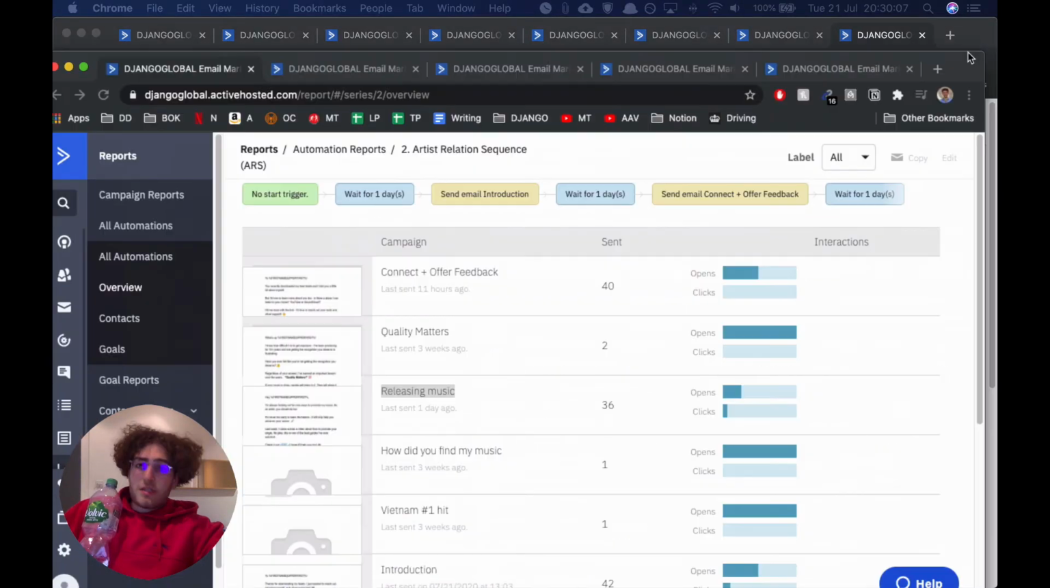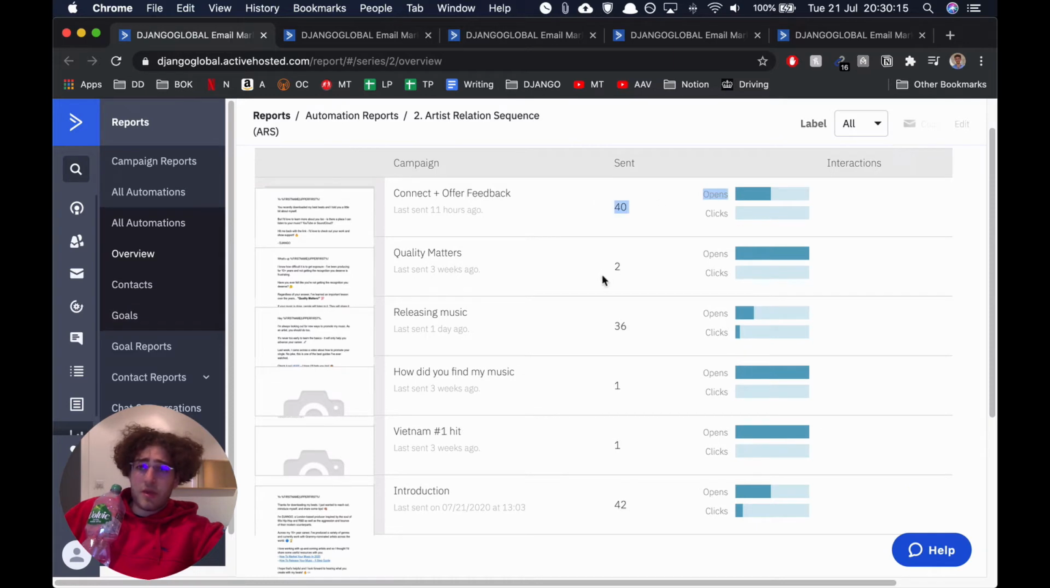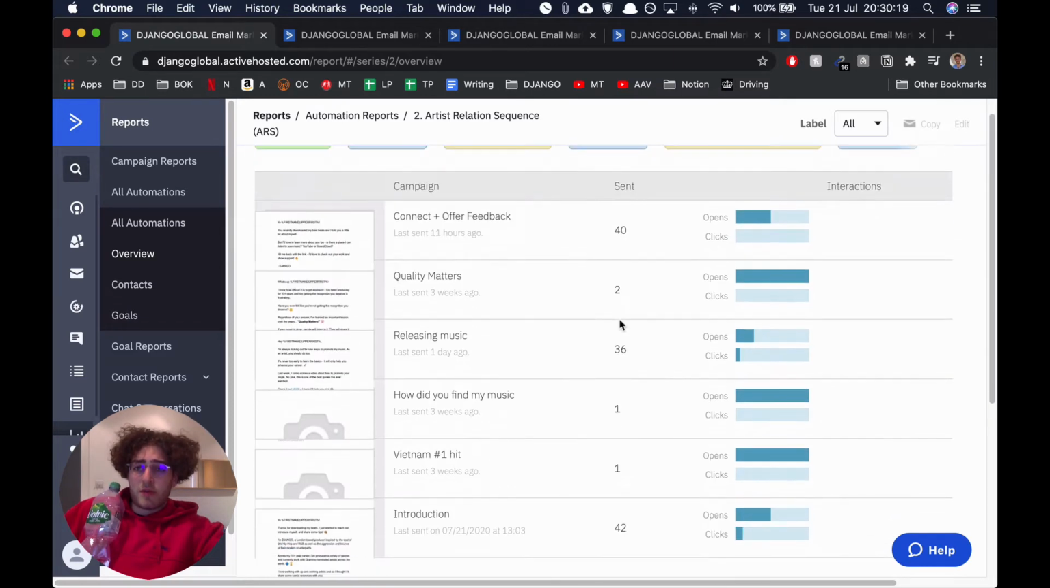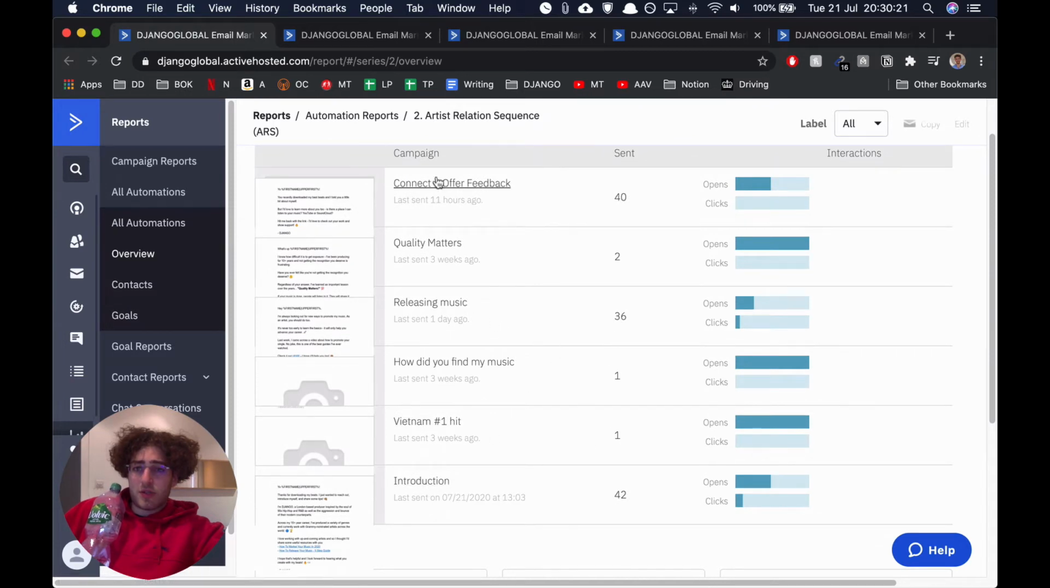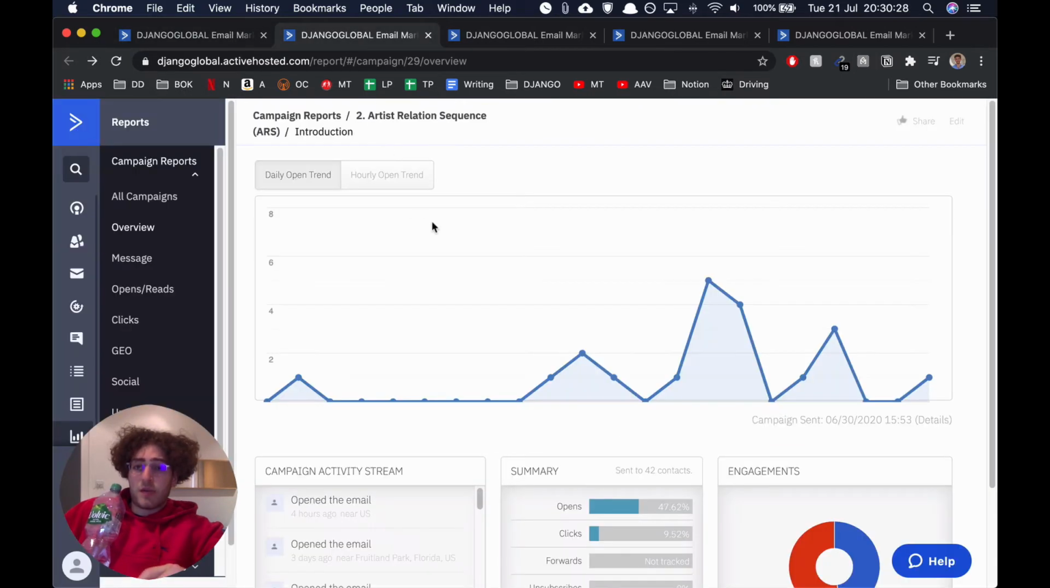So we can basically apply this to every other sequence in the ARS. In the ARS we've got 3 emails. These are old ones that we don't use. So we've got 3 emails, which starts with the introduction, then goes to this connect email, and then the releasing the music one. The numbers here begin to fall off quite dramatically.